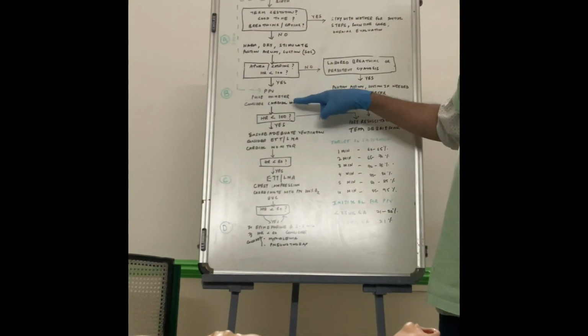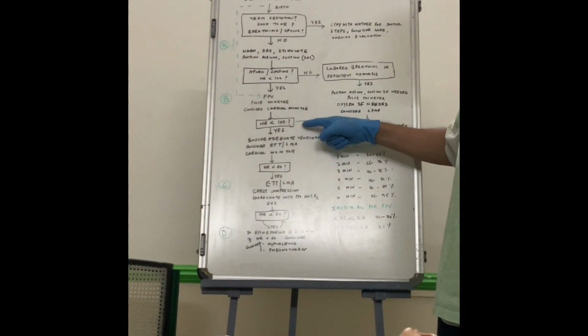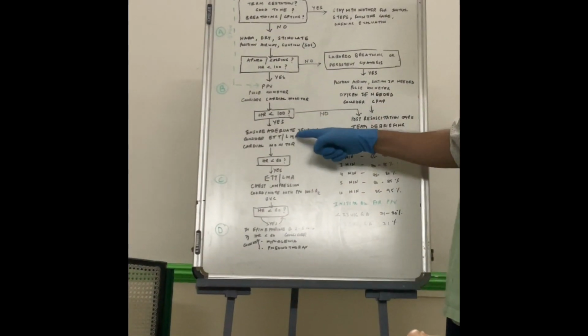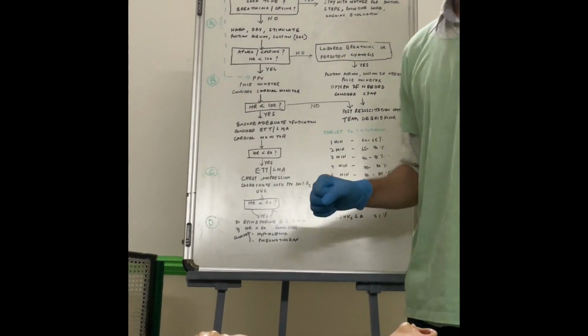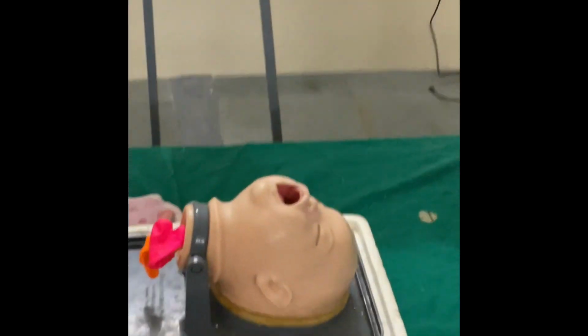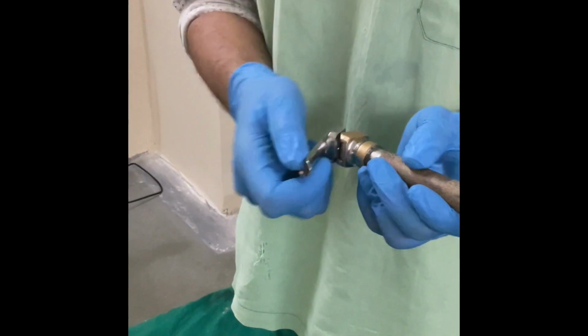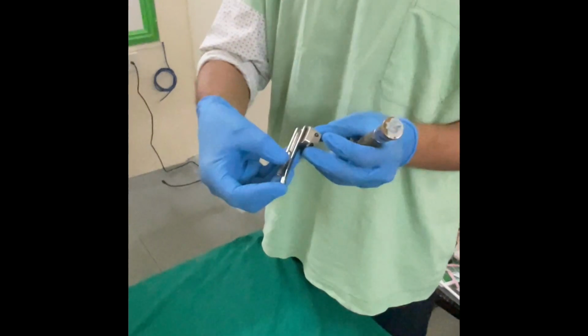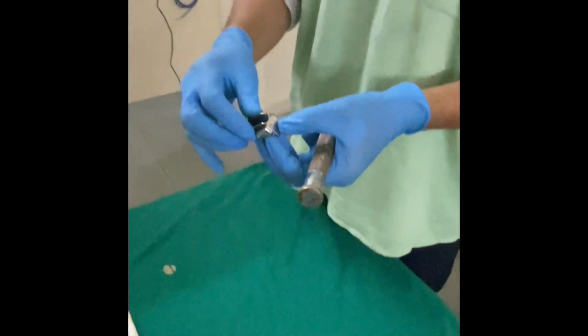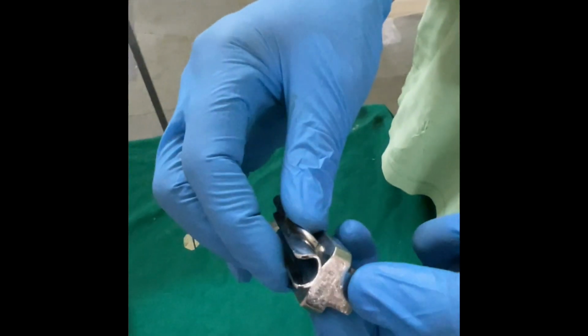Well, after giving positive pressure ventilation, if heart rate is persistently less than 100, then ensure adequate ventilation and consider endotracheal intubation. So to do endotracheal intubation, this is the laryngoscope, and there are two sizes of blades. This is size 0, and one more size will be size 1.